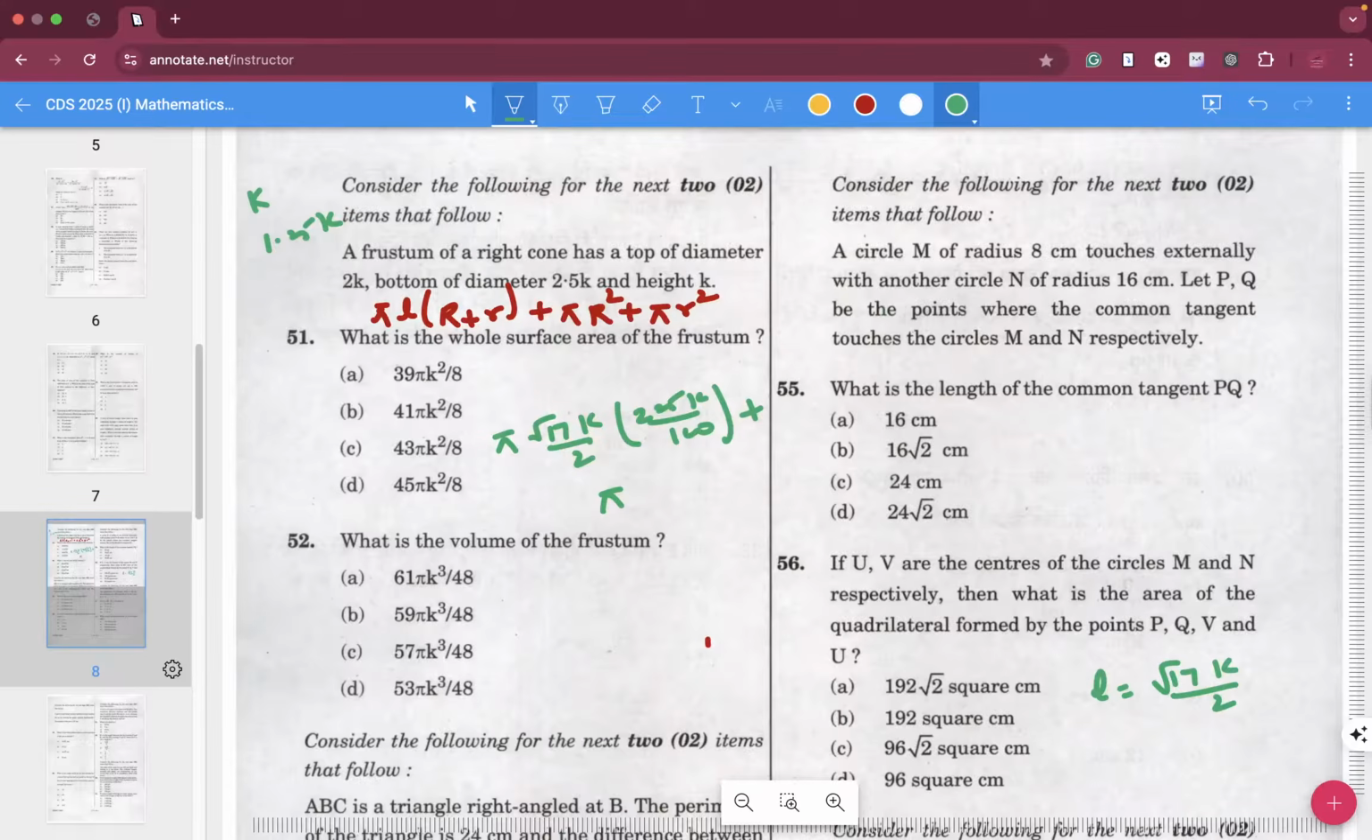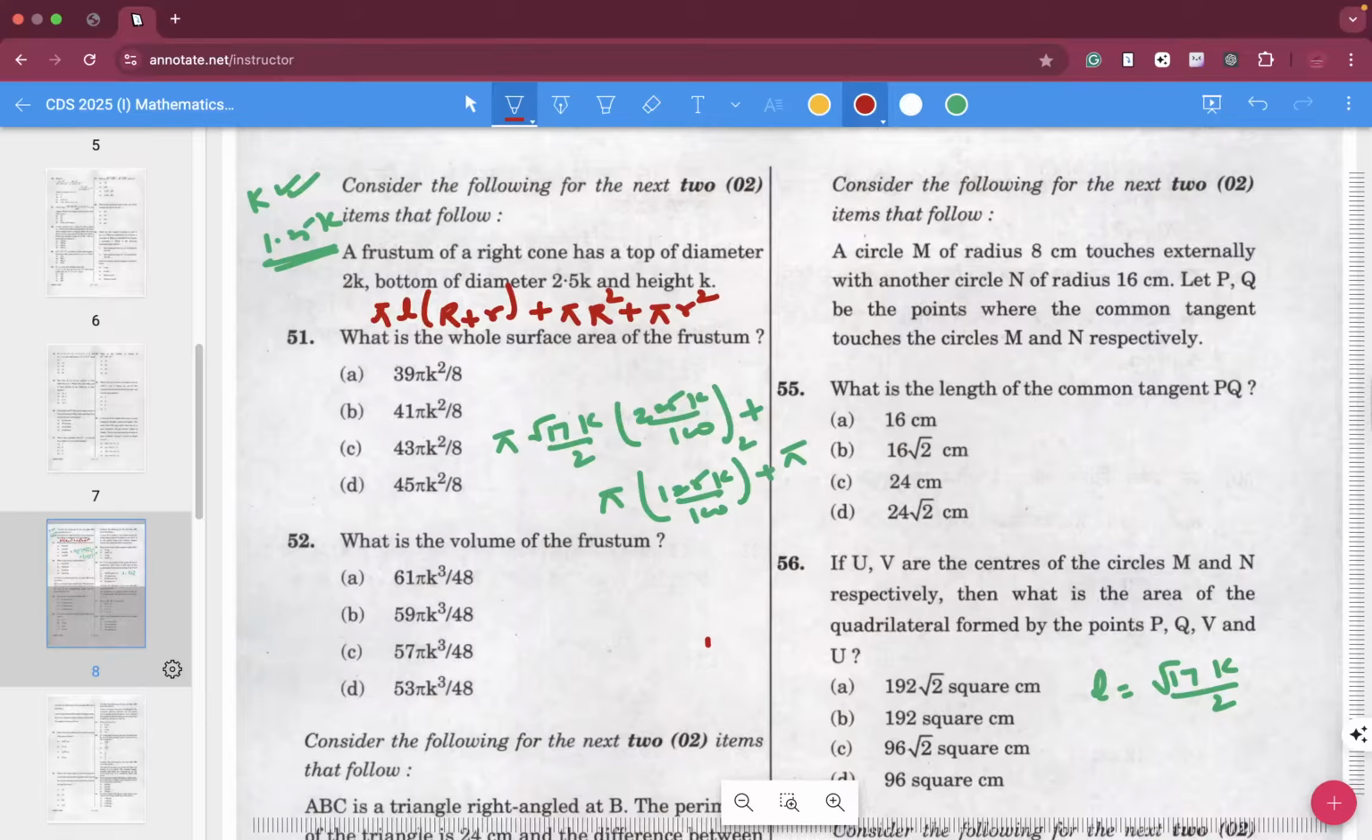Where is this capital R square? This is your capital R. So can I write it like 1.25k whole square? Plus pi into small r square. What is the value of r square over here? Small r square is k square.